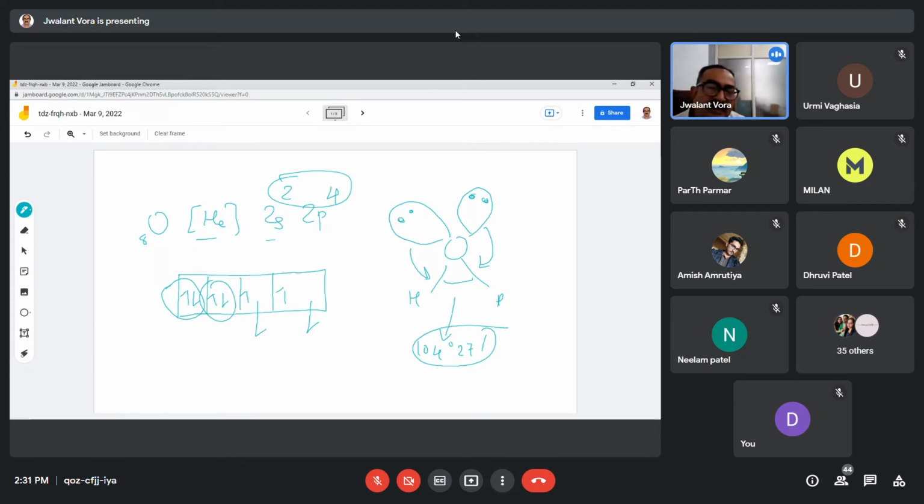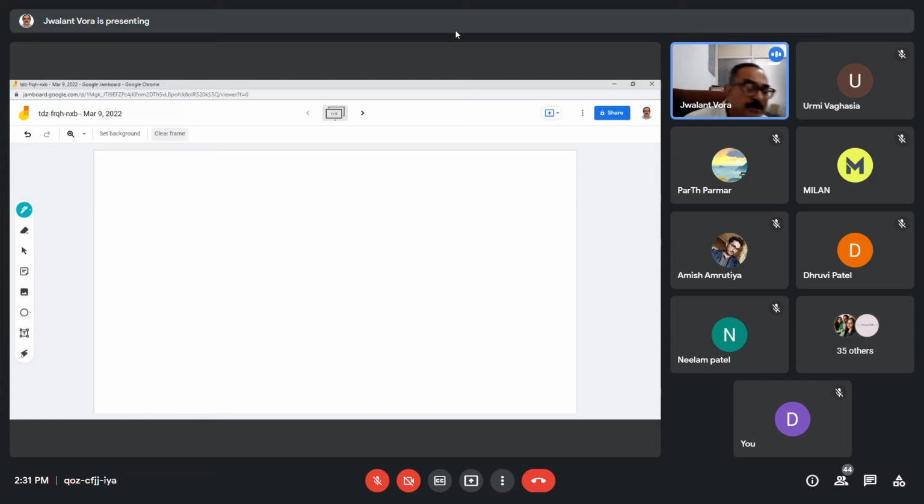VSEPR theory easily explains the change in the bond angle from the regular tetrahedral to one lone pair and to 2 lone pairs. Now the shape also can be predicted from the regular one. How can it be done? Let us take one or two examples.